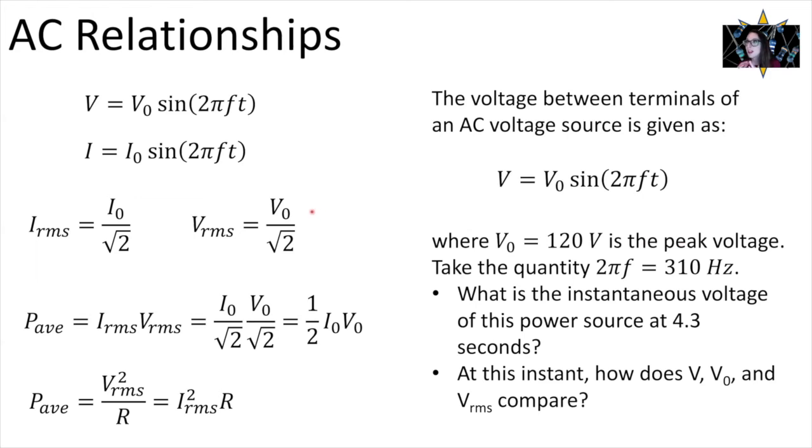So I'd like for you to think about all those different types of voltages, the instantaneous, the RMS, and the peak voltage, and compare them. How do they compare in size?